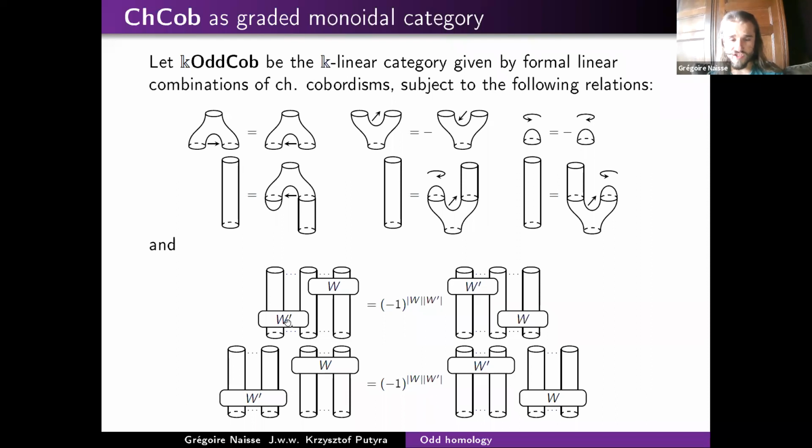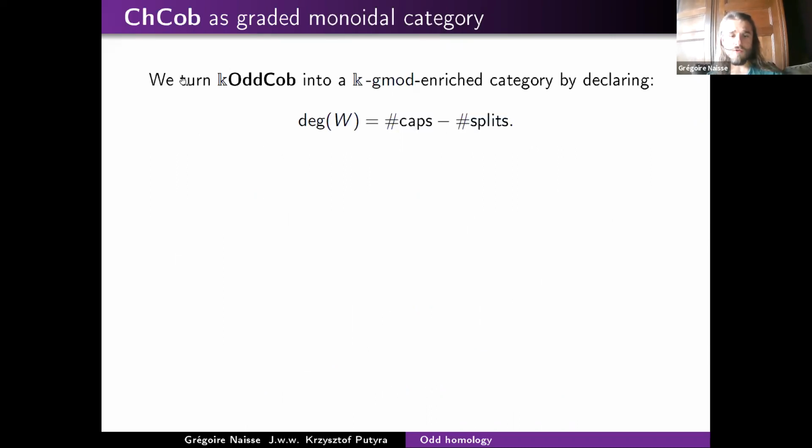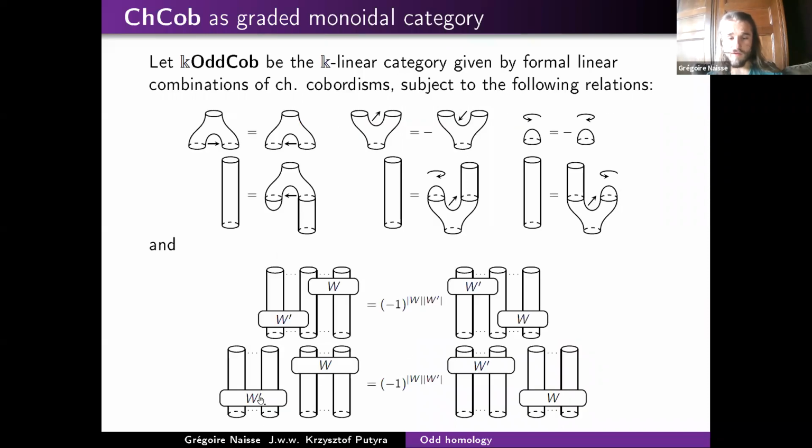And then, like I said, when you exchange distant saddles, you want to get a sign depending on the degree of the saddle. But wait, I haven't told you about the degree of a cobordism. So what you do is you define the degree of a cobordism as the number of caps minus the number of splits. And then if you do this, you can see that if you commute two distant splits, because they have degree -1, you will get a sign. And for example, here, if you again exchange distant splits, you also get a sign, and this, for example, corresponds to the kind of twisted co-associativity that I showed you before.